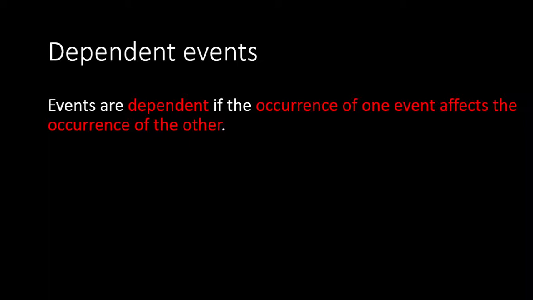Dependent events happen if one of the events does affect the occurrence of the other. So for example, if I have a red and a blue token in a bag, if I pick out the red one, well, obviously you're going to pick the blue one, right? So before I went, you had a 50-50 chance of getting red or blue. After I pick the red one, now you have a 100% chance of picking the blue token from the bag. So those are dependent events.